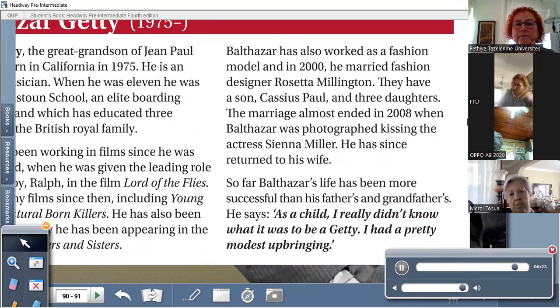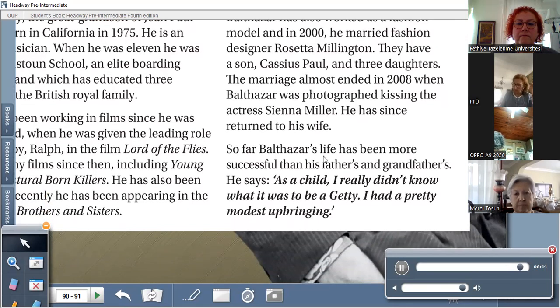Balthazar has also worked as a fashion model, and in 2000 he married fashion designer Rosetta Millington. They have a son, Cassius Paul, and 3 daughters. The marriage almost ended in 2008 when Balthazar was photographed kissing the actress Sienna Miller. He has since returned to his wife. So far, Balthazar's life has been more successful than his father's and grandfather's. He says, "As a child, I really didn't know what it was to be a Getty. I had a pretty modest upbringing."